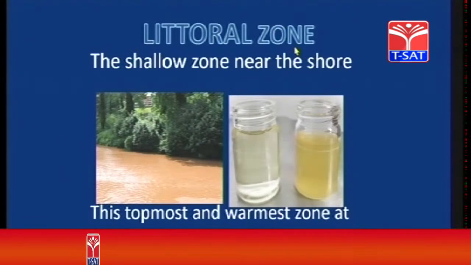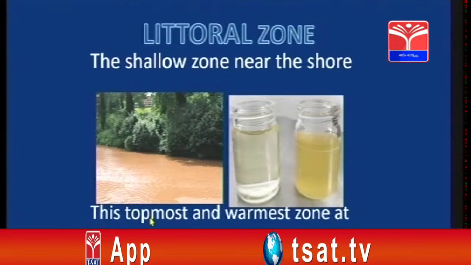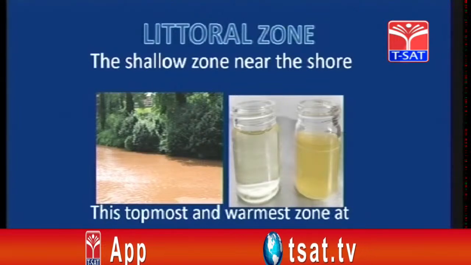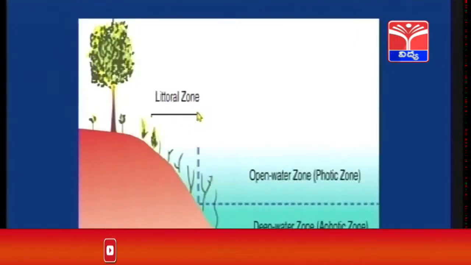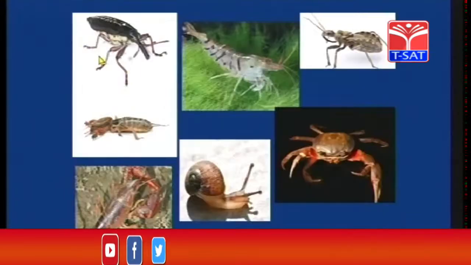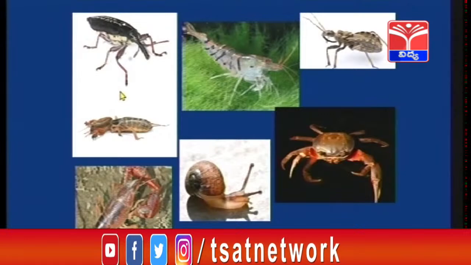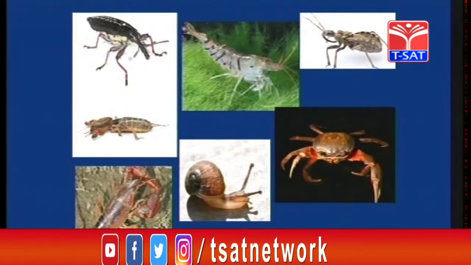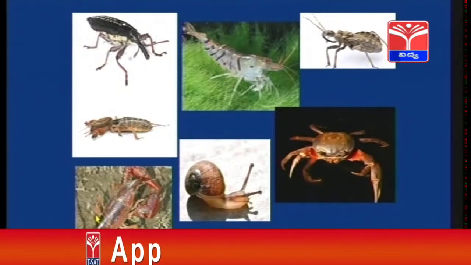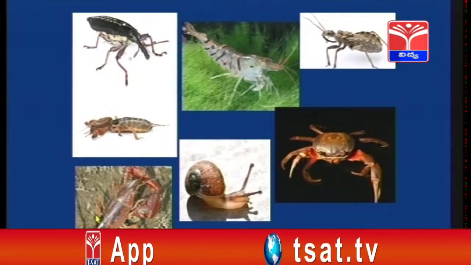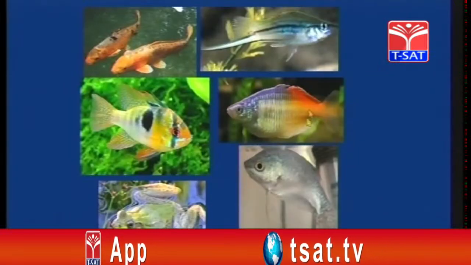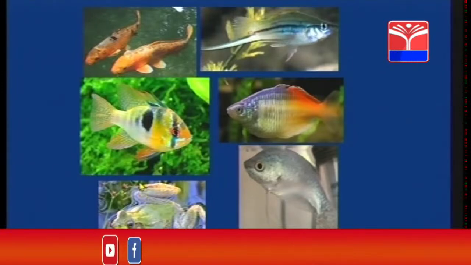So the littoral zone is the shallow zone near the shore. This is the topmost and warmest zone at the edge of the water body. Children, this is the littoral zone, right? So these are the things which are found in the littoral zone: the snails, crabs, prawns, lobsters, flies, dragonflies, right? Now, these are the fishes, children, which are found in the littoral zone.